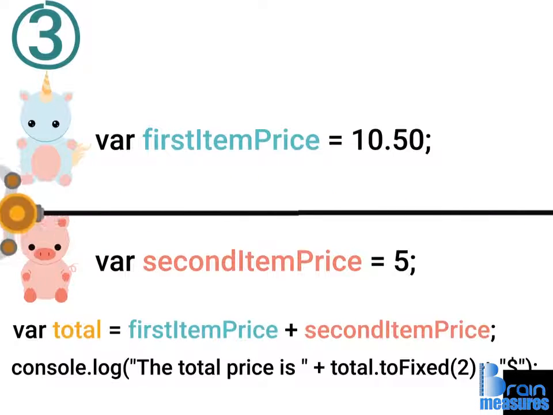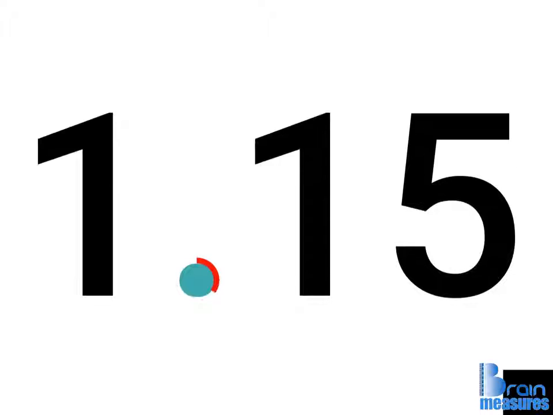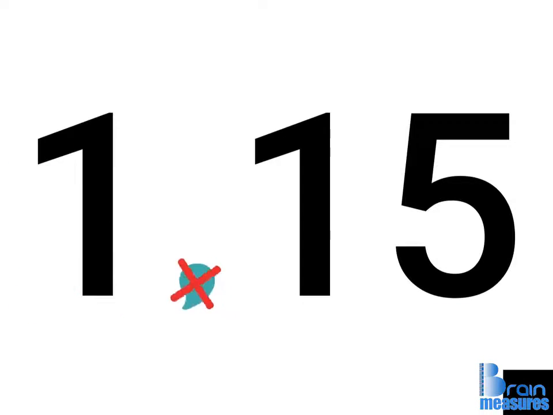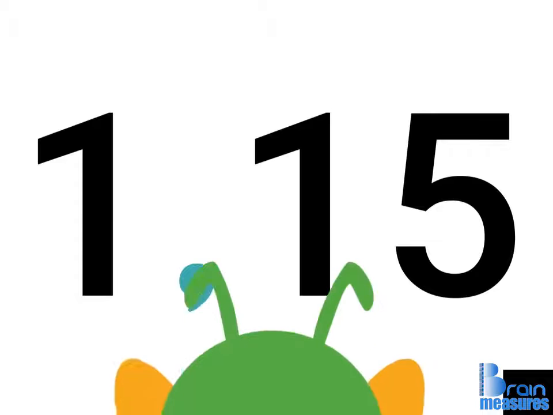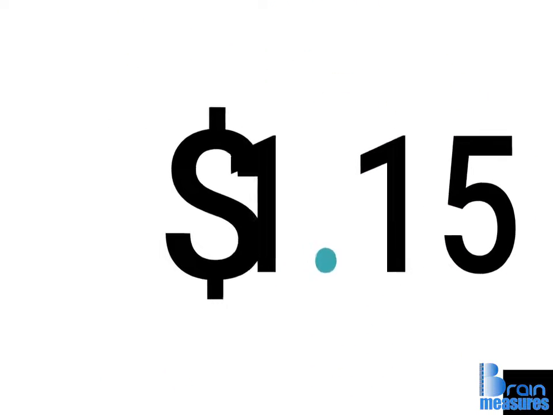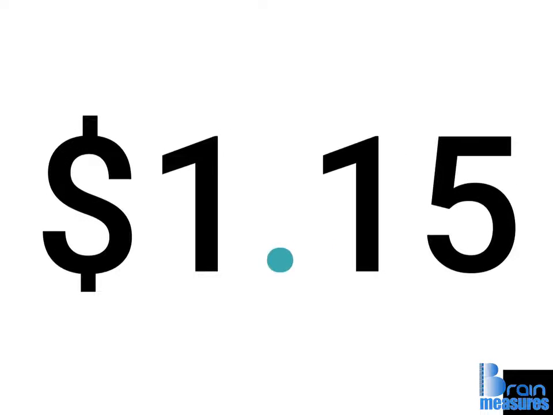Before we start, we need to discuss one detail: decimal numbers. If you must represent a decimal number, say 1.15, always separate the 2 parts of the number with a dot and not a comma. If you use a comma instead, the computer will think there's a bug. As long as you remember this, you should have no problem representing a price.